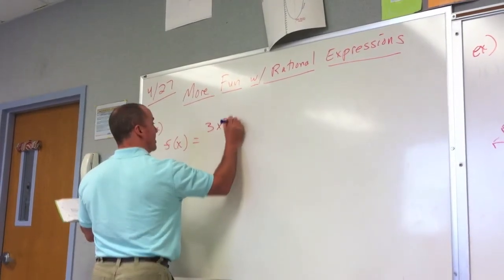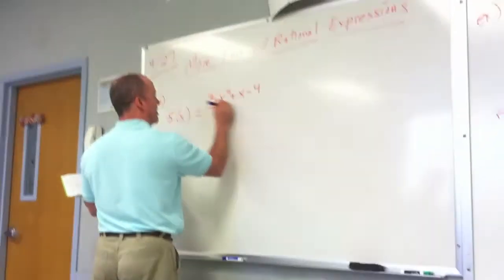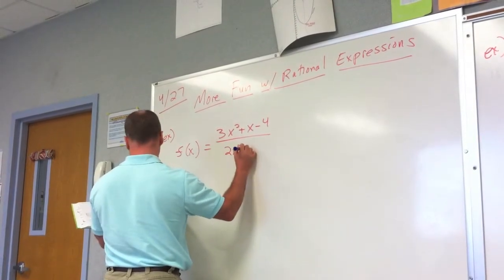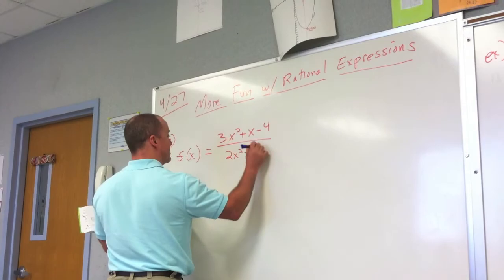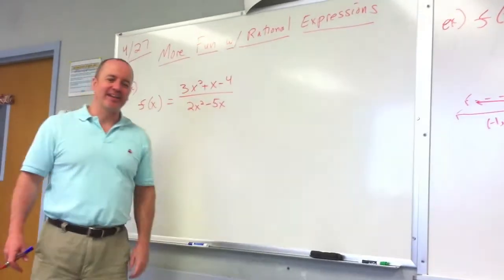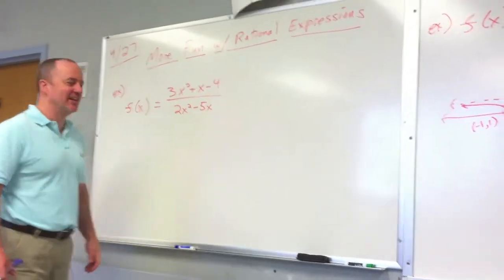3x squared plus x minus 4 over 2x squared minus 5x. All right? Okay, now, thank you, Johannes.